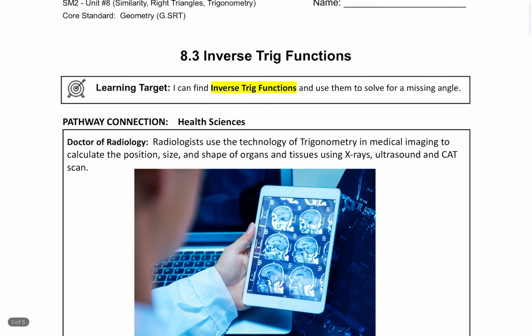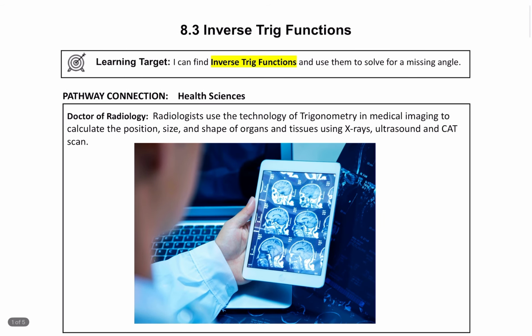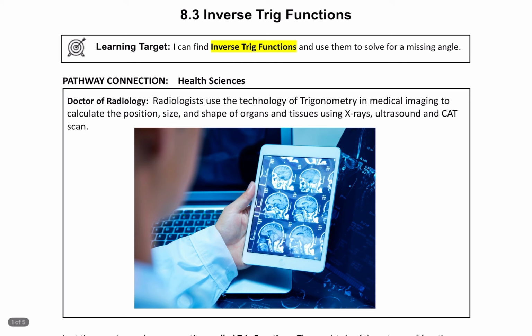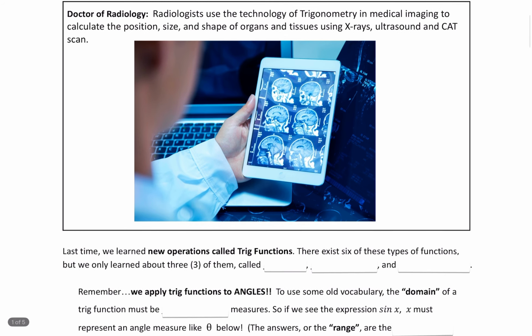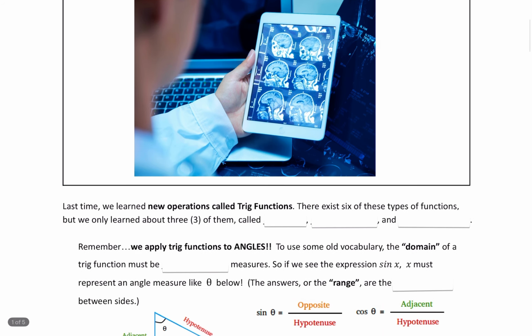So radiologists use the technology from trigonometry and medical imaging to calculate the position, size, and shape of organs and tissues using x-rays, ultrasounds, and CAT scans. Even though maybe you don't think about it, health sciences are using trig in all of those machines. Luckily, the machines do most of the math for us, so we don't have to, but there is still math involved.